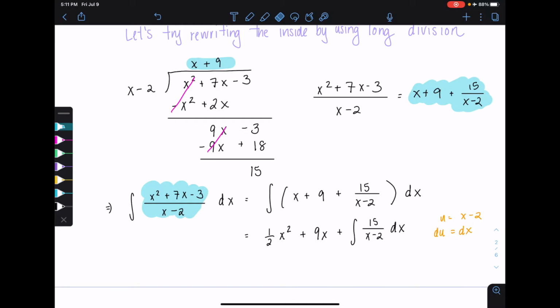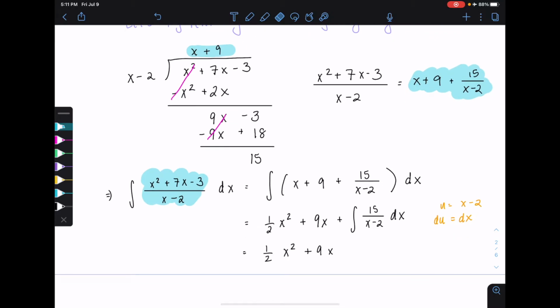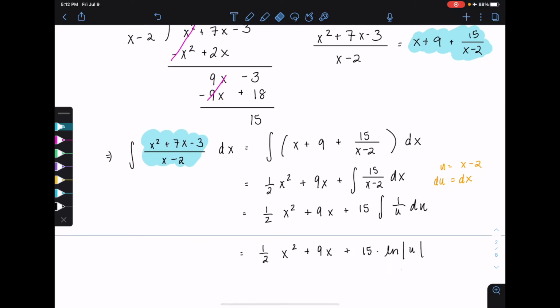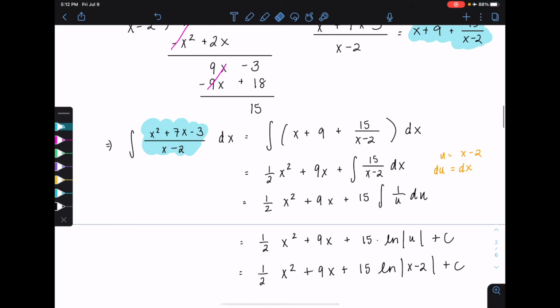So du is dx. Now making my substitution, my first piece stays untouched. That 15 just pops out. The inside becomes 1 over u du. So we can find the antiderivative of that now. It's 15 natural log of the absolute value of u plus c. And then finally, going back and using our substitution that u is x minus 2, I end up with 1/2 x squared plus 9x plus 15 natural log of the absolute value of x minus 2 plus c.